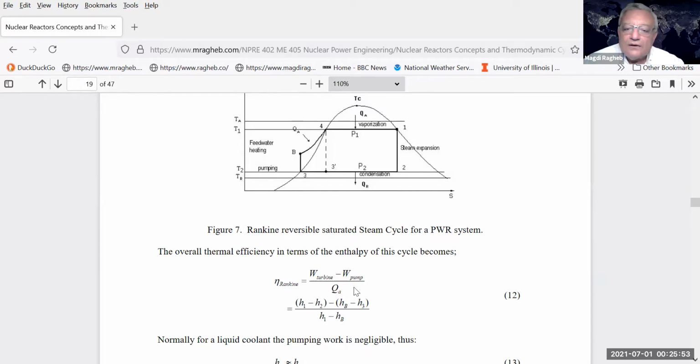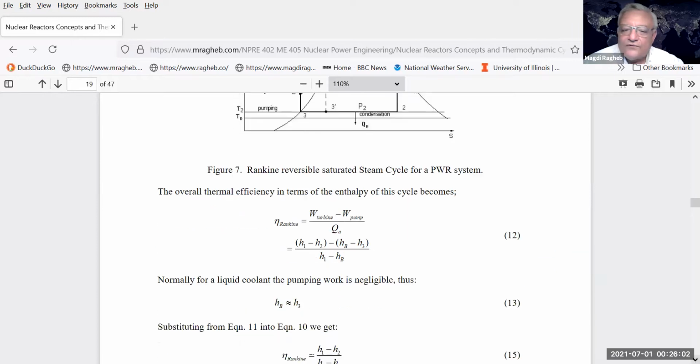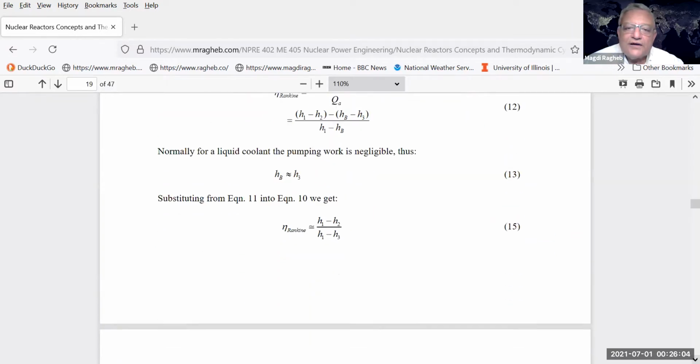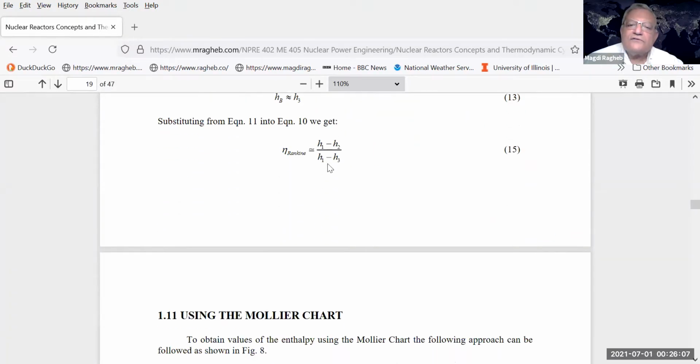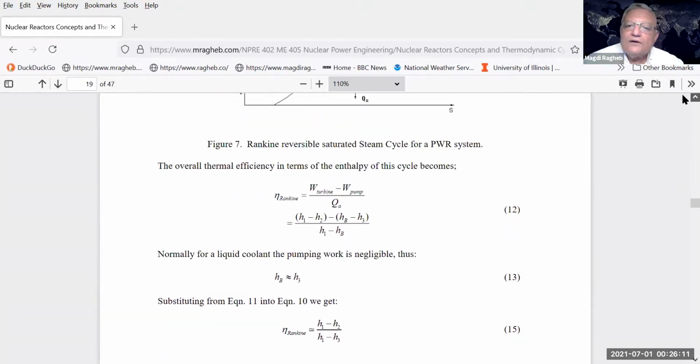So the B here and the H3 are very close to each other. So in that case, that term cancels. And we can write for the pressurized water reactor cycle that the Rankine cycle efficiency is the enthalpy at 1 minus the enthalpy at 2.